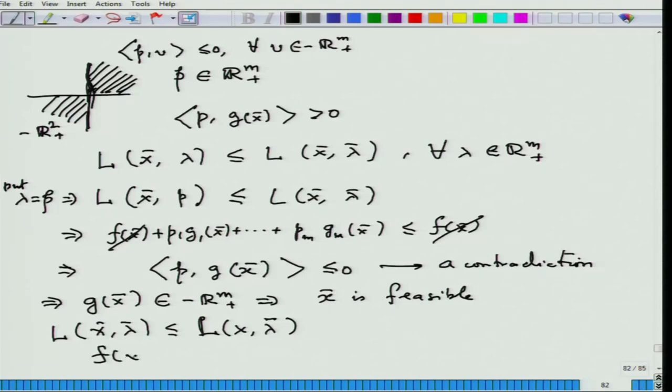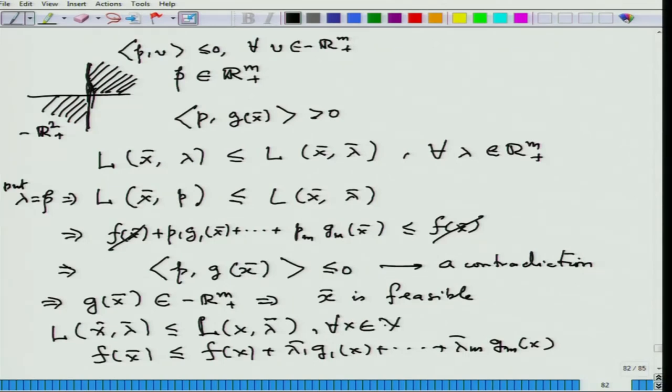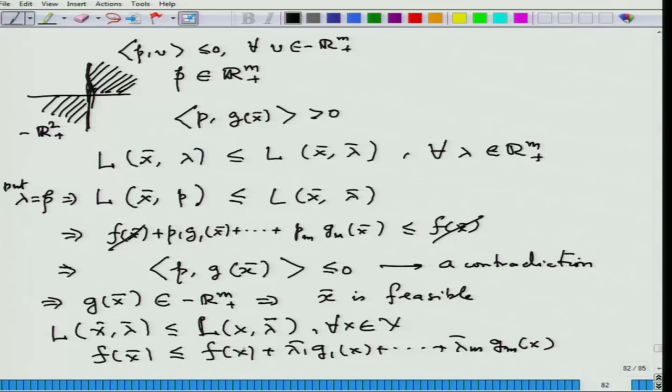So, finally, you will have f of x bar less than or equal to f of x plus lambda 1 bar g 1 of x. But you see, if I take x to be feasible, then this is true for all x in X. So, if x is feasible, then apart from being x in X, it should also satisfy g 1 of x less than or equal to 0, g 2 of x less than or equal to 0, g m of x less than or equal to 0. So, this whole part becomes negative, because lambda 1 bar, lambda 2 bar, lambda m bar are non-negative, they are greater than or equal to 0. So, this is true if x is feasible.